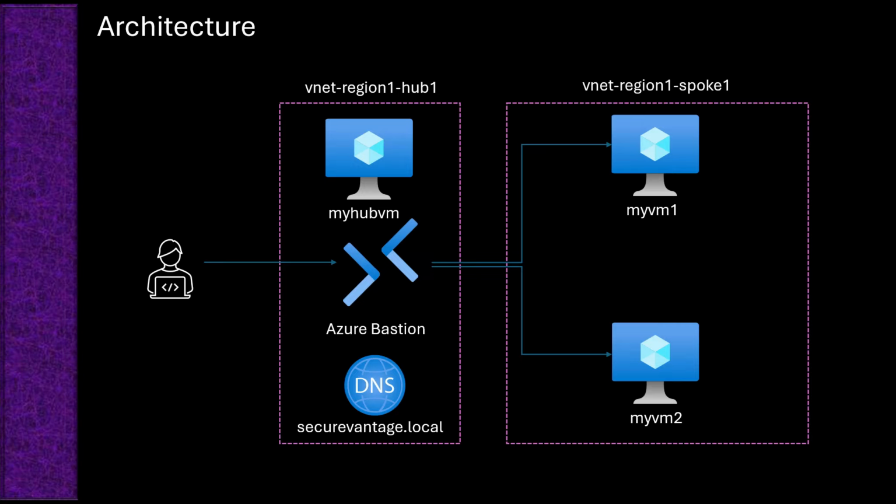What is it that we are going to do in this demo? We create the private DNS zone called securevantage.local and link the virtual networks to that particular private zone. Then ensure that A records are seen for the VMs that we created in the private zone and use the new DNS names to connect them across two networks. So let's get on the Azure portal.